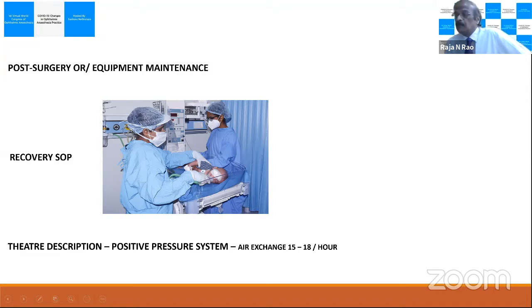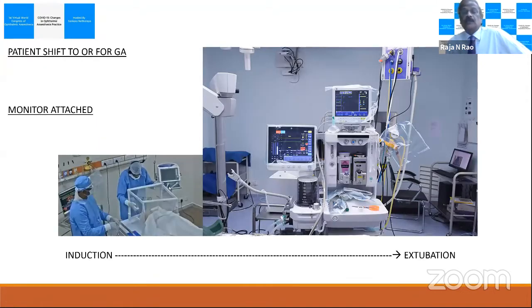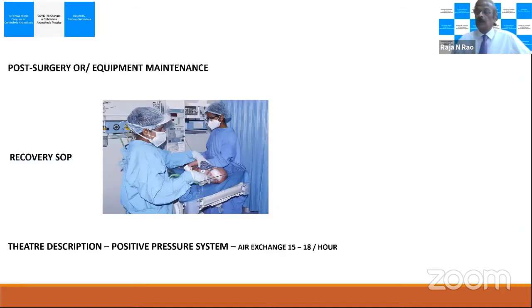Once the patient is completely recovered, they extubate the patient, and then they transfer the patient to the recovery ward. Once they transfer the patient to the recovery ward, what we do is, I was talking about the HME filter. One filter is kept at the endotracheal tube. The other filter is kept at the expiratory limb and the inspiratory limb.